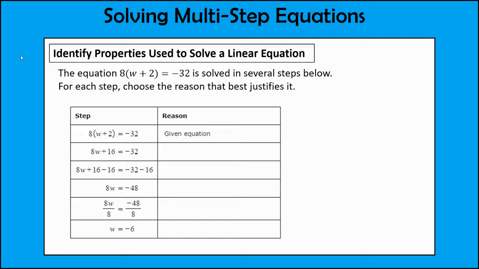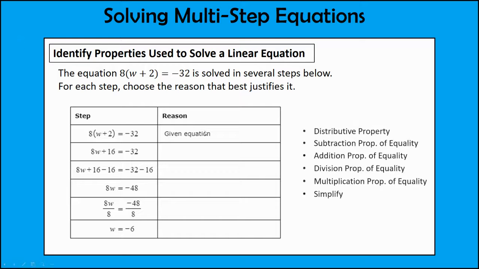So if you look at this problem, it's given us the equation 8 times the quantity of w plus 2 equals negative 32. And they're asking us to justify each step in the process that they use. Our choices for justifications are listed over here. You're actually going to get a drop down menu for each one in tonight's homework. But essentially, what we want to learn to do is look at the first step and then say, okay, first to second, what's different?